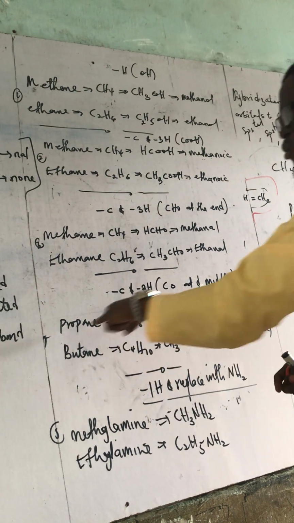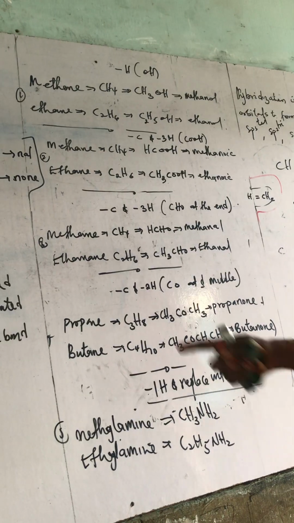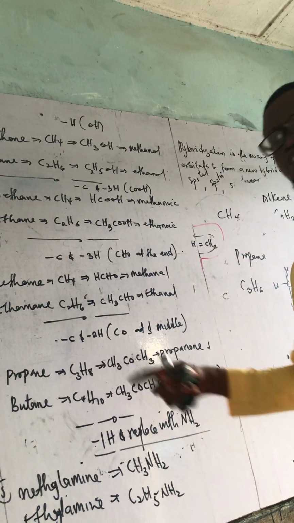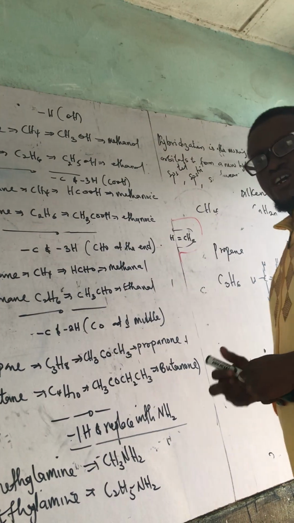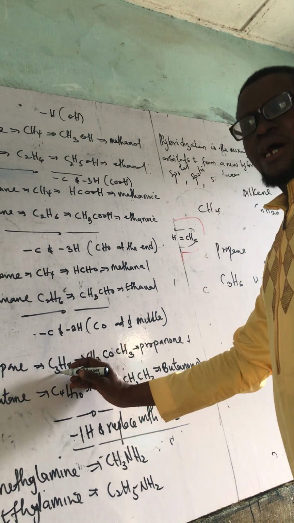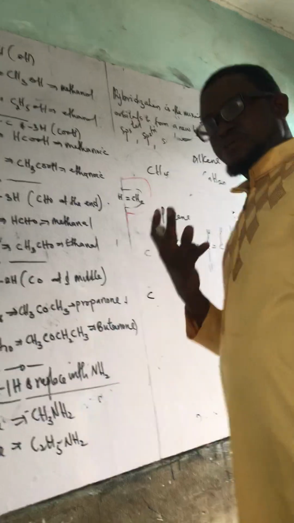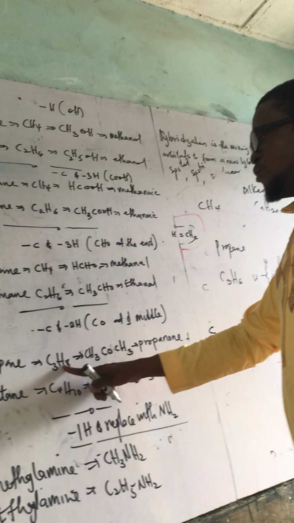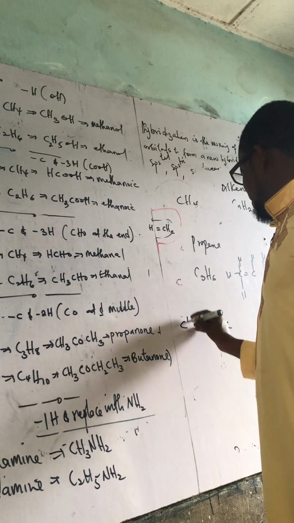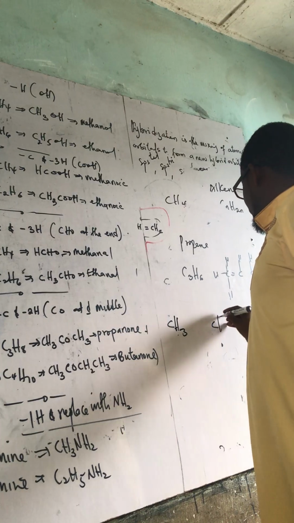I am working on propane. Propane is C3H8. So when you remove one atom of carbon, I have C, I have another C, meaning I remain with just 2C. Now remove 2 hydrogen. I will have 3 here.